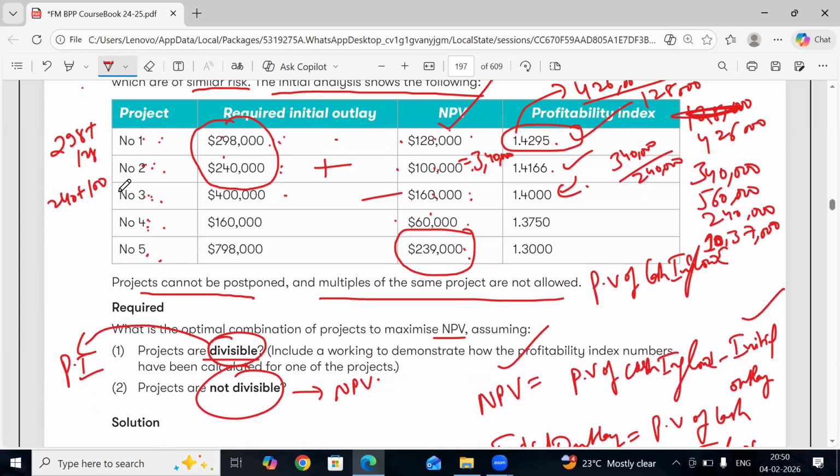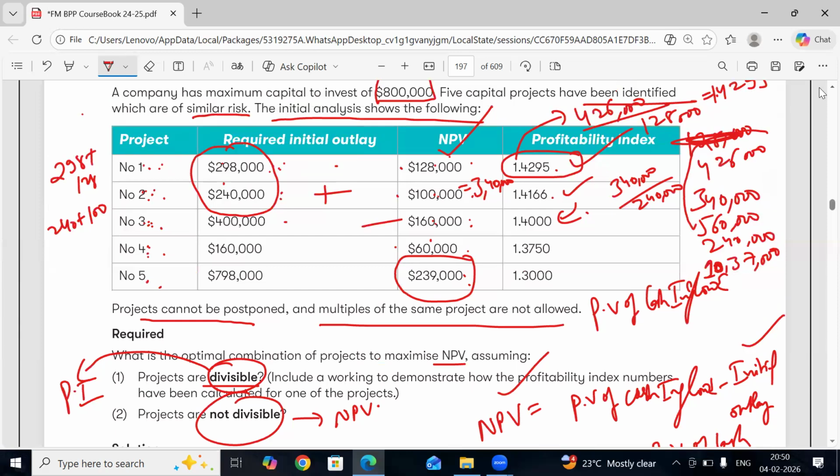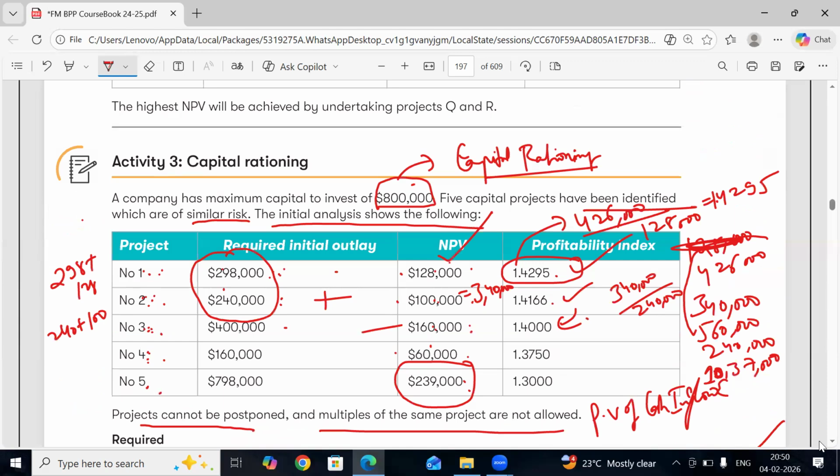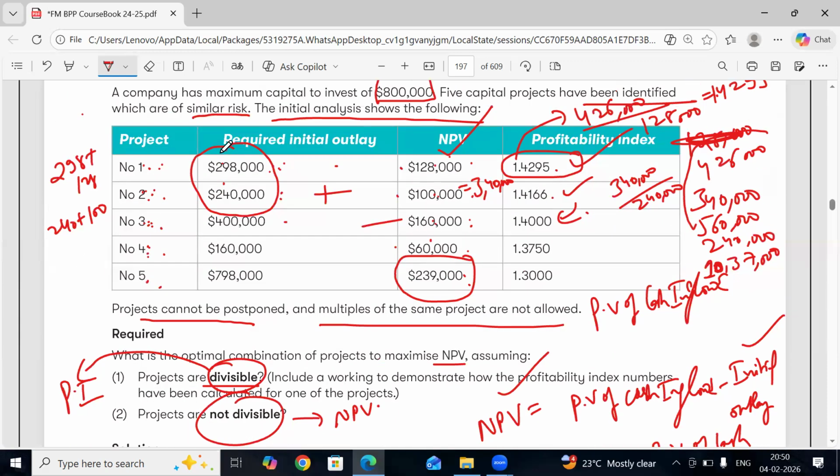Now, can all of you do this? For 1, 2, 3 projects, you take the outflow and the inflows. We did yesterday also: the required investment, the inflows and the NPVs. So here the NPVs are directly given. You take these three combination 1, 2, 4. How much are you getting? We'll add the NPVs: 1,28,000 plus 1 lakh plus 1,60,000. It's giving us 3,88,000.